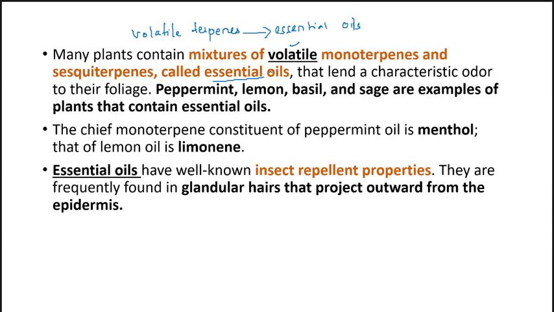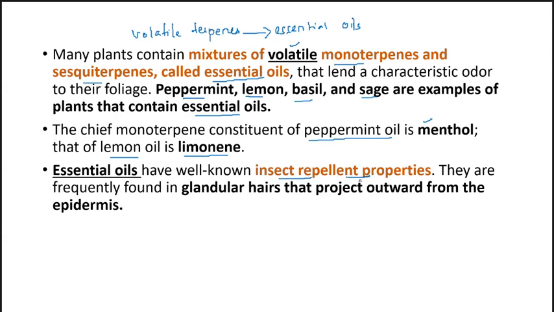Say for example, essential oils like peppermint, lemon, basil and sage. These are the plants which produce essential oils in response to pests. These essential oils are volatile terpenes, and volatile terpenes can be monoterpene or sesquiterpene. The chief monoterpene constituent of peppermint oil is menthol, and that of lemon oil is limonene. These essential oils have insect repellent properties.